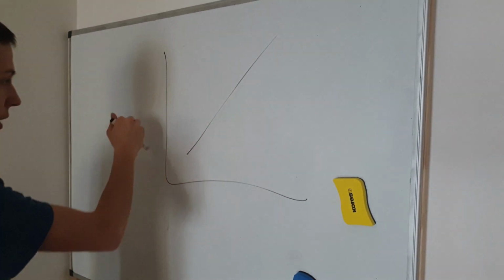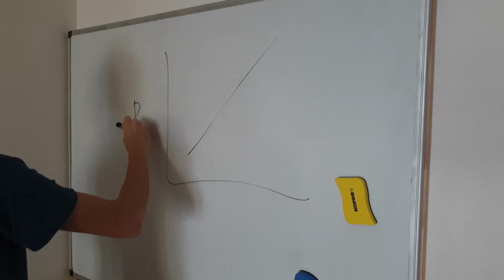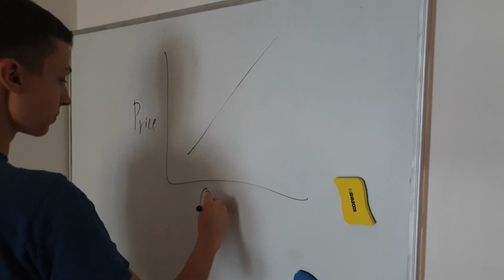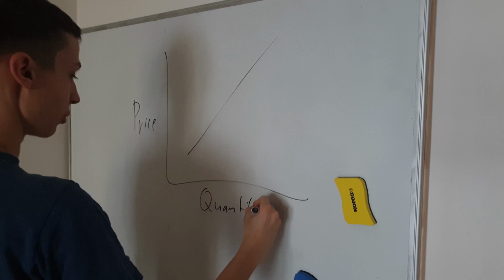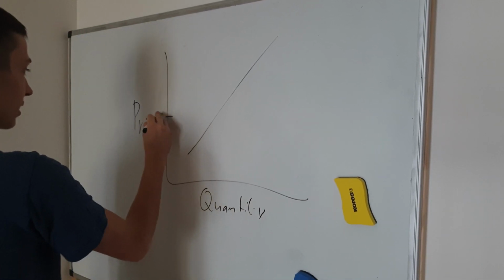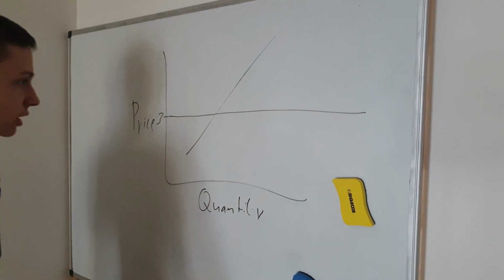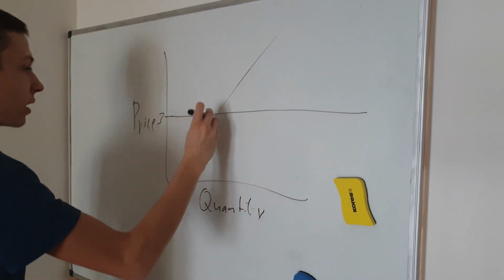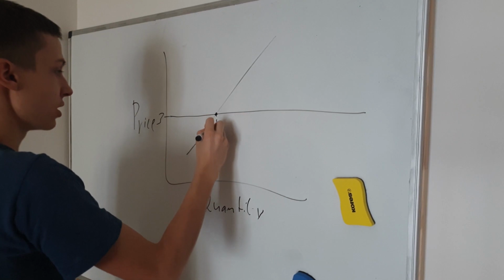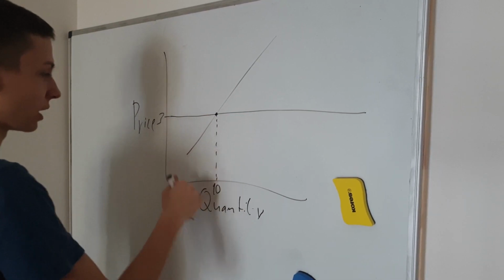Why? Because at the same price, this is price, okay? This is quantity. I will draw a price line. So, for example, this is $3 or whatever, free of a currency, 3 units of the currency. Then the intersection is a quantity of, I don't know, 10 units for price 3.